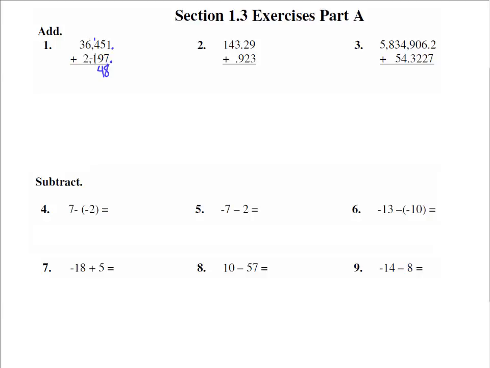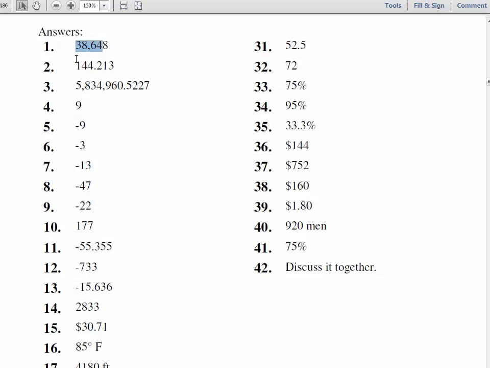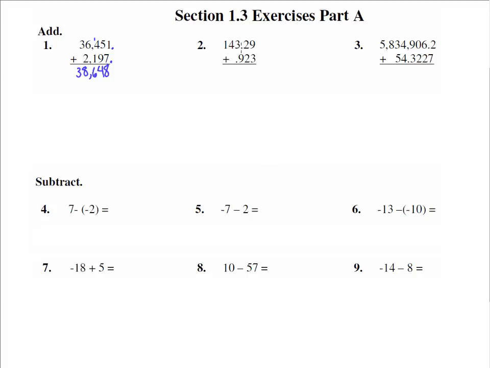1 plus 4 plus 1 is 6. 6 plus 2 is 8. And 3, 38,648. Let's double check that. There we have it, 38,648. Okay, next. Number 2.